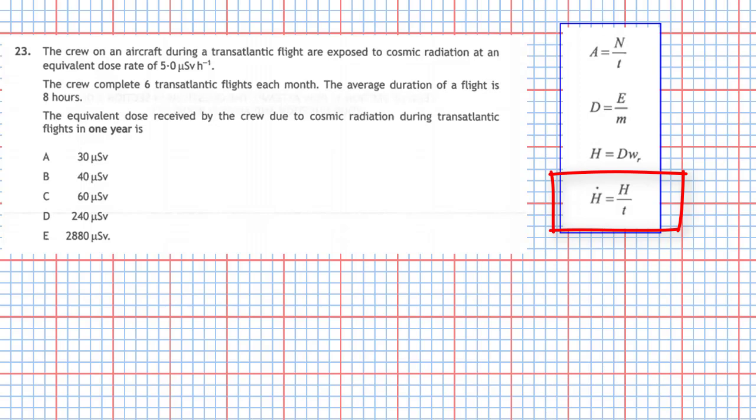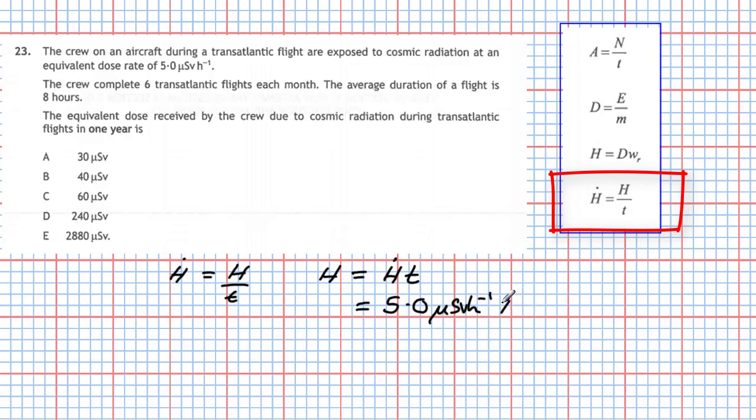So let's start then. First of all, we have our equation, and our equation is H dot, the equivalent dose rate, equals H, the equivalent dose, divided by the time. So we rearrange that, and we can have H, the equivalent dose, is equal to the equivalent dose rate times the time. So let's take it one step at a time. Let's put in first of all the equivalent dose rate received during the flight, and that is going to be 5.0 microsieverts, and it's going to be per hour.